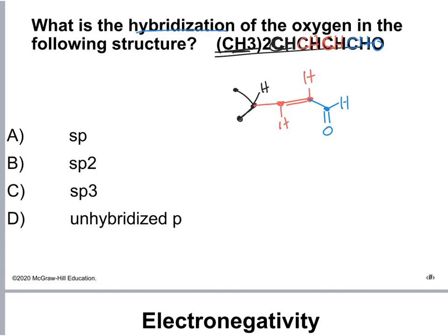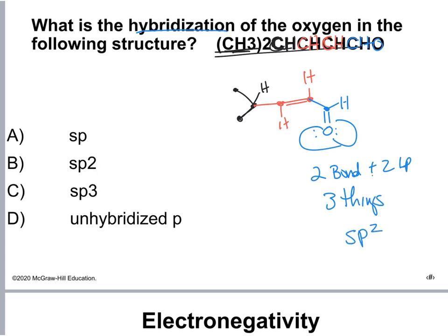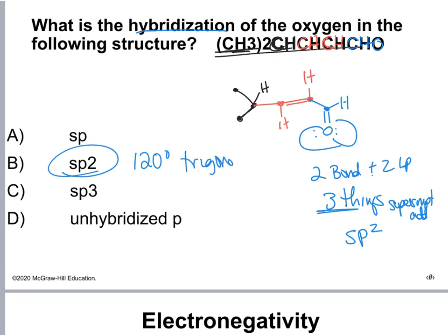Now, what is the hybridization of the oxygen? So you've got to draw in the lone pairs. Oxygen has 2 bonds plus 2 lone pairs. So I drew in the lone pairs, and so it has 1, 2, 3 things. 3 things, so that's sp2. The superscripts need to add up to 3. So sp2. And you should know sp2 has bond angles of 120 degrees, and it is trigonal planar, which means it's flat like a piece of paper, planar.